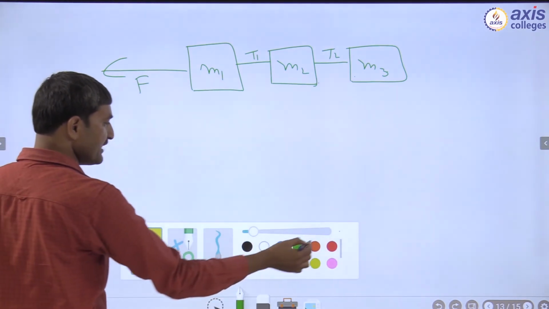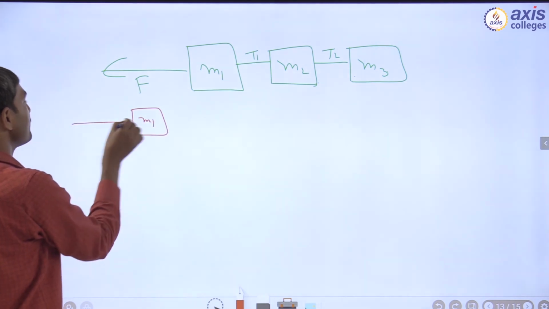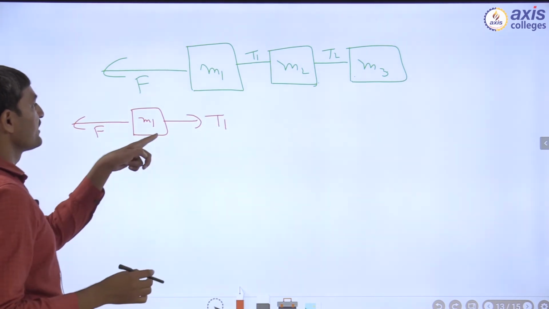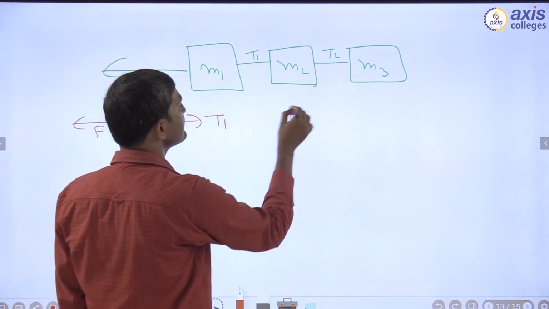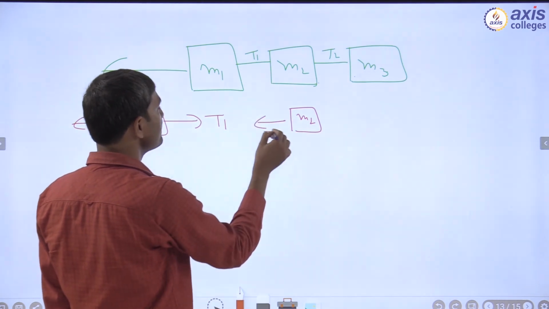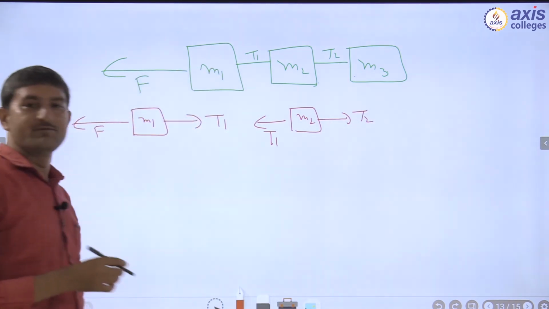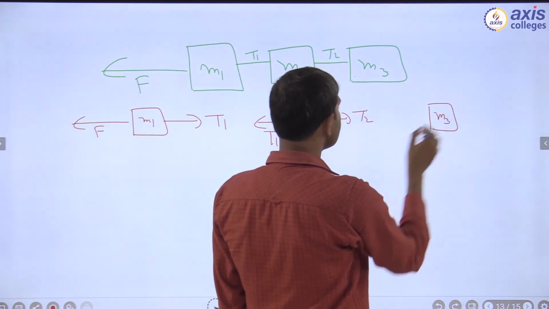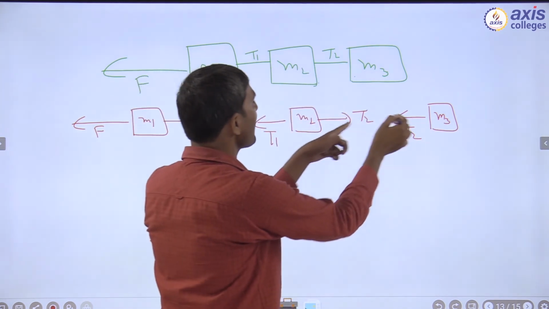If I am making the FBD for block 1, this is block 1, M1, the force is in this direction, and here there will be a tension T1. For block 1, tension is in this direction. But for block 2, this is M2, the tension T1 will be in this direction, and T2 will be here. And if I make the FBD for block 3, M3, only T2 is here. So you can see T2 and T2 are in opposite directions.